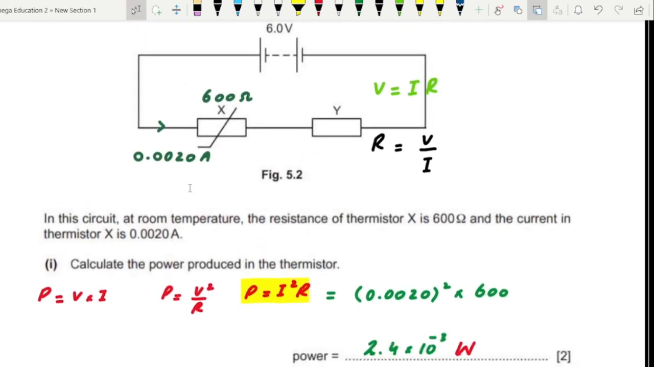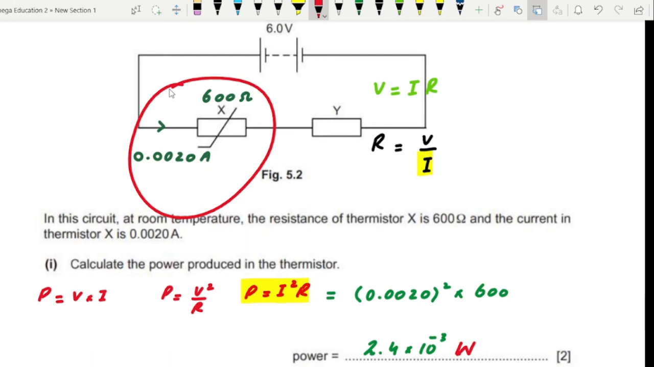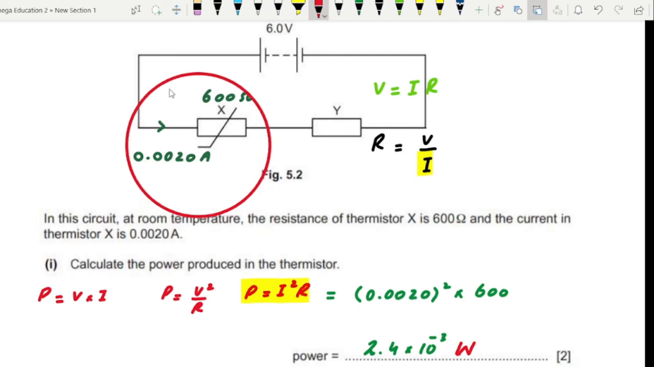So what do we do is, one of these two things is given directly. Think about it, the value of current. We know the value of current passing through the thermistor, which is 0.0020 ampere. But what is the value of the current that is passing through the resistor Y?